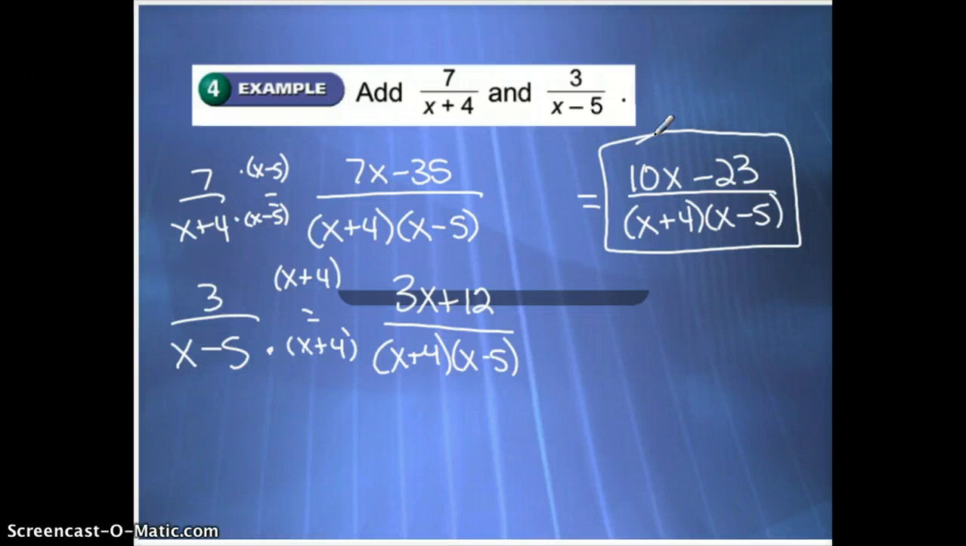Okay, so these problems, if you find that common denominator, it's a lot like solving normal fraction problems, but it can be a little tricky. All right, let's try one word problem.